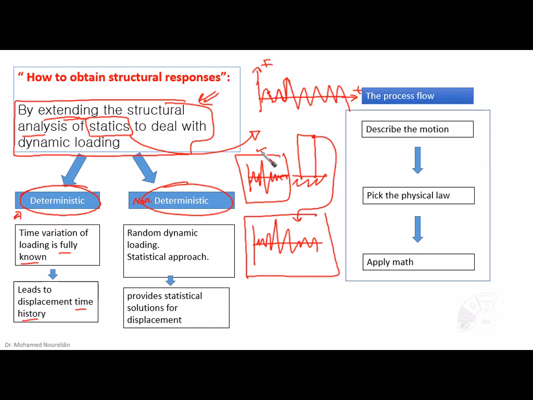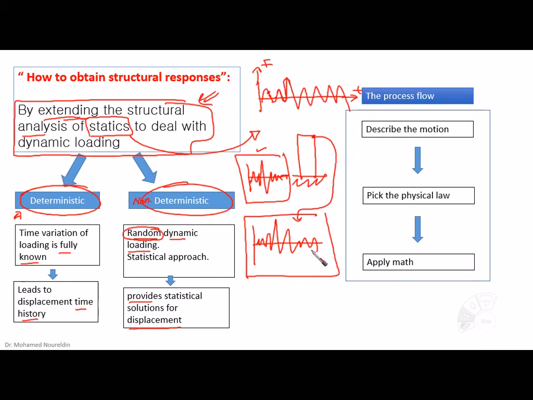But what will happen if we do not know the loading? How can we deal with this problem? Actually, we then have random dynamic loading. Random dynamic loading means that we do not know exactly what the time variation of the loading is. It is a kind of random for us. So this means that we are in a position where we do not know the input. This provides a statistical solution for displacement.